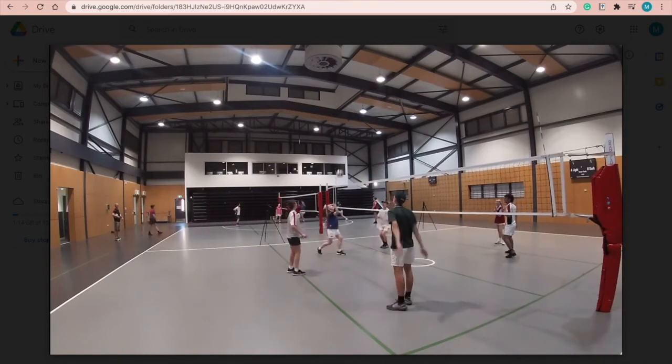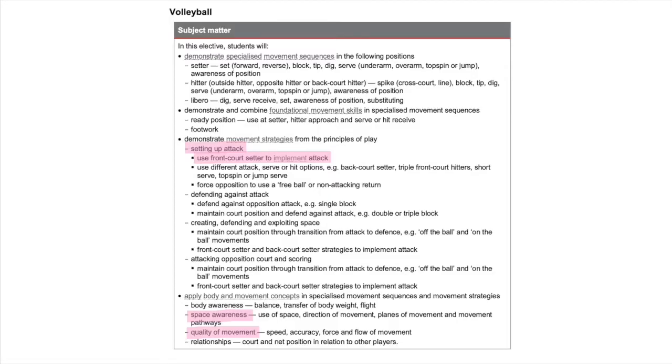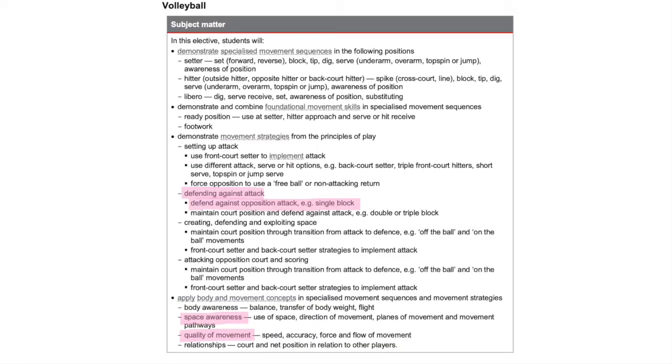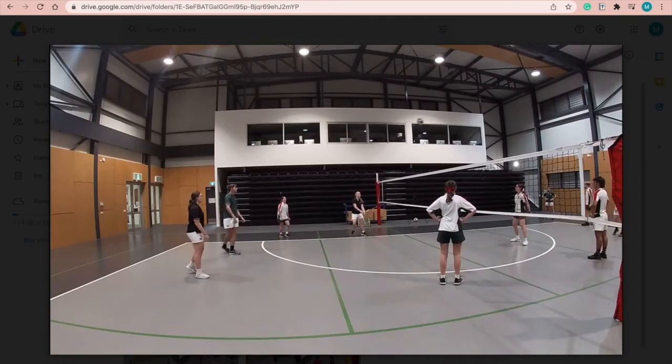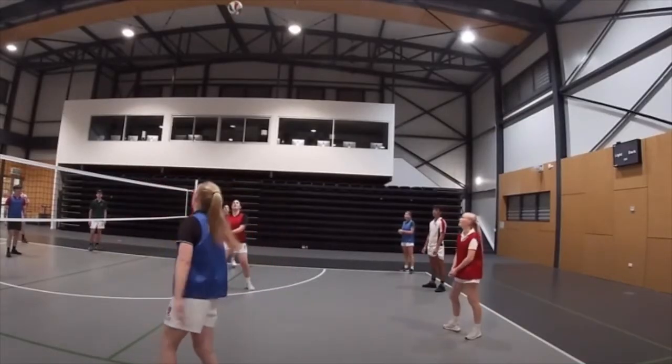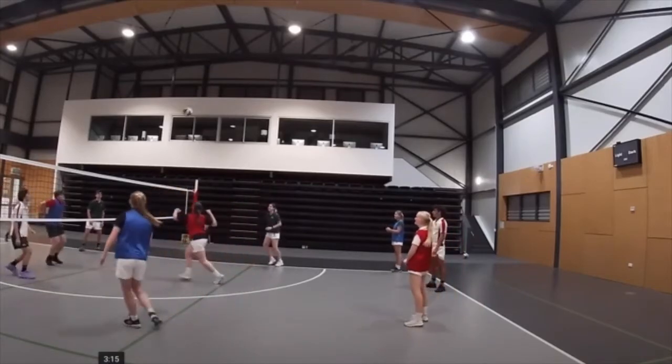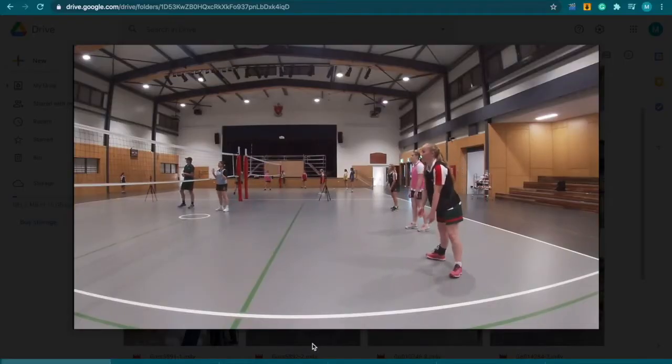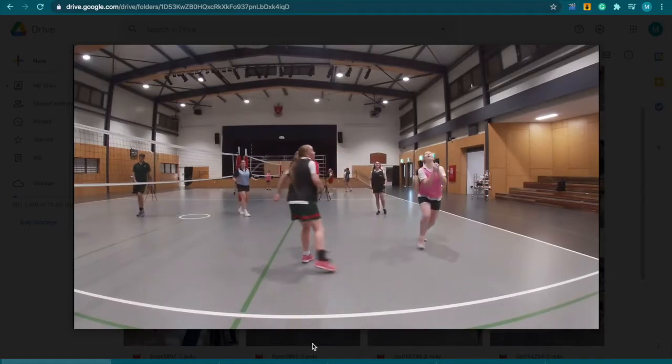Overall, I am somewhat effective at the principle of play of setting up attack and the movement strategy of using front court set to implement attack. I've chosen the principle of play of defending against attack and the movement strategy of defending against opposition attack. This can be seen in the specialized movement sequence of serve receive. I effectively use the components of general space. When I am the outside hitter, I transition into backcourt for serve receive. An outcome of this is that my team are now more effective at the body movement concept of space awareness as we cover more space.